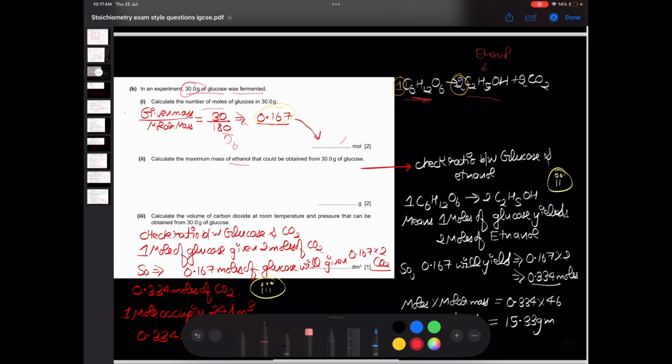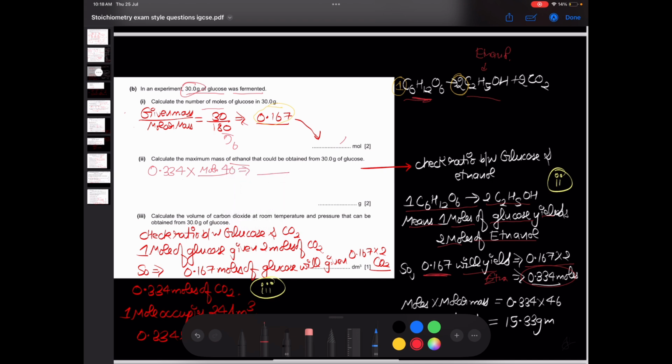So I've written the same thing here. One molecule is giving 2, means 1 mole of glucose yields 2 molecules of ethanol. So 0.167 will yield 0.167 times 2 moles of ethanol. Got it? Now that we know the moles of ethanol, 0.334, we simply multiply this with the molecular mass of ethanol, which is 46, to get the mass.